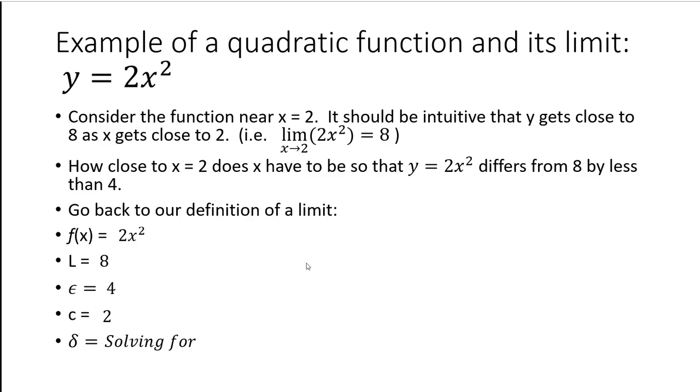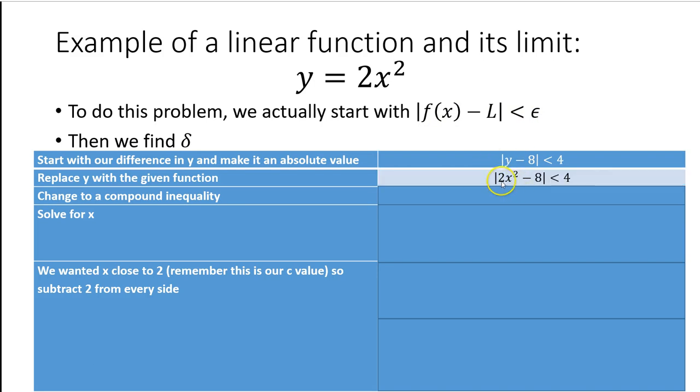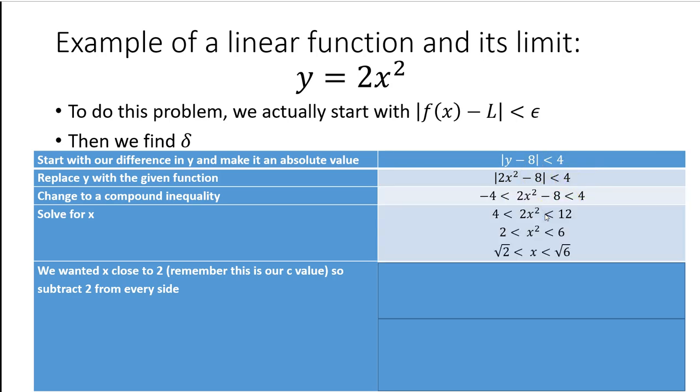Let's go through the process again. We start again with the absolute value of f of x minus L is less than epsilon. We plug in our equation: the absolute value of 2x squared minus 8 is less than 4. Again, your steps are the same. We're going to go from an absolute value inequality to a compound inequality. We're going to solve. Notice we get the square root of 2 less than x less than the square root of 6.